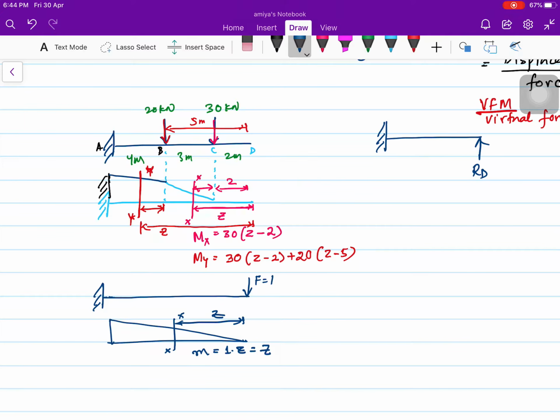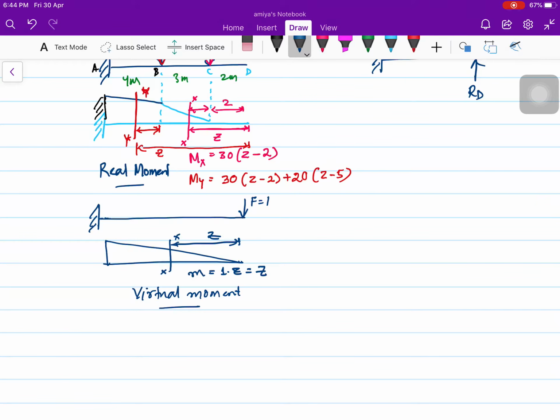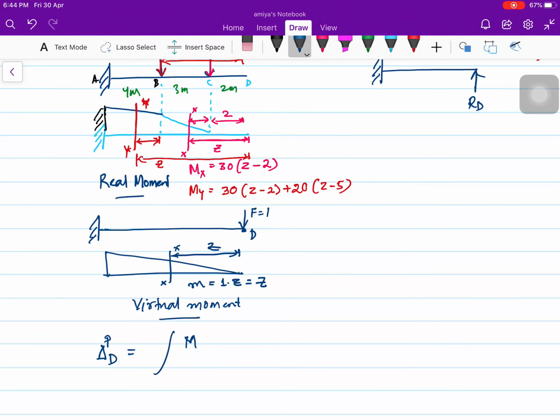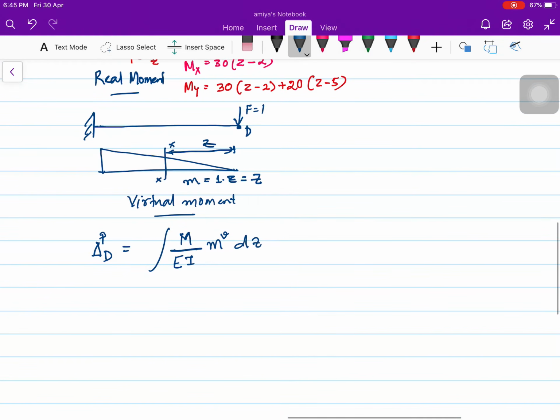So this I can write as the real moment and this as the virtual moment. Because I want to calculate the displacement at D, here I am going to calculate the displacement at D due to this primary structure, which I will call P. As we have already studied in the virtual force method, it is the capital M, the moment due to the real beam, divided by EI, multiplied by the virtual moment, that means the moment due to the virtual unit force we have applied, multiplied by dz. So I have divided this.